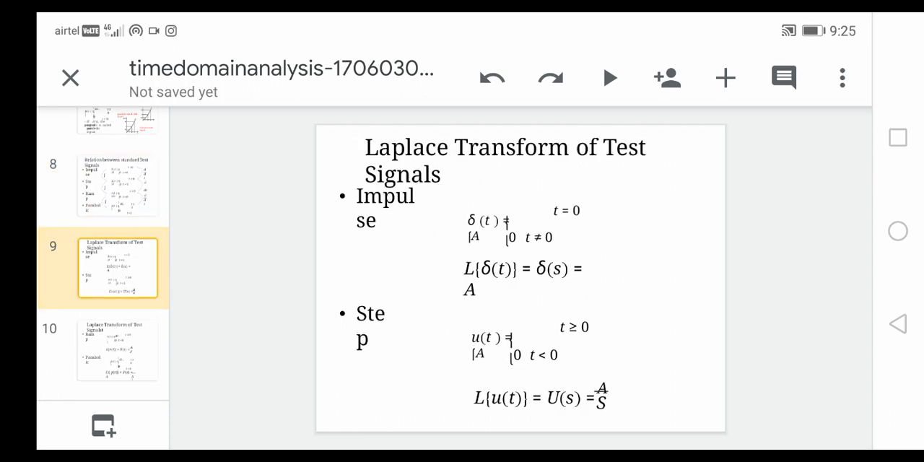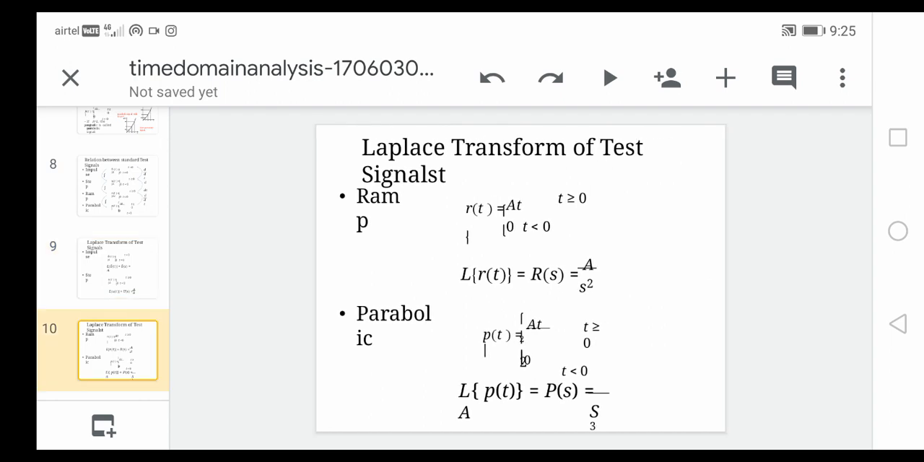Now the Laplace transform. Whenever we apply the Laplace transform to the different standard test signals, for the impulse signal the Laplace transform gives a. The Laplace transform of 1 is 1 by s, and the Laplace transform of a is a by s.